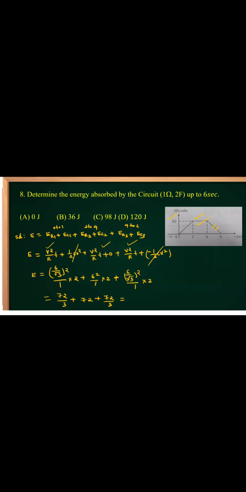How much can you get, friends? 72 by 3. How much? This is 24, no? 24 plus 72 plus 24. 48 plus 72. 48 plus 72 is 120 joules. Answer is 120 joules. That is the answer.